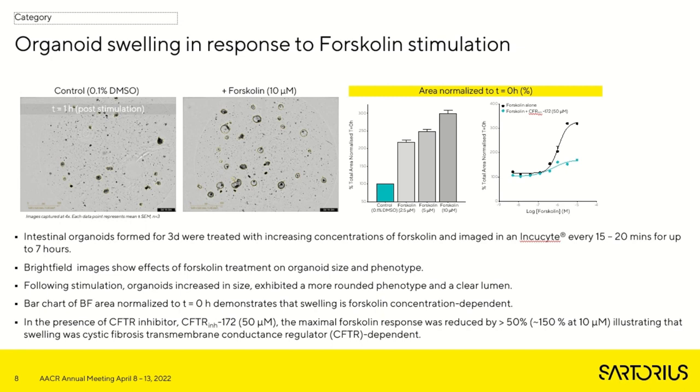The bar chart shows exposing organoids to forskolin caused a concentration-dependent increase in their size, with 10 micromolar inducing a 3-fold increase after 7-hour treatment. To demonstrate that forskolin-induced swelling is CFTR dependent and thereby simulating the CF disease state, intestinal organoids were pre-incubated with the CFTR inhibitor 172 for 2 hours. Concentration response curves showed 10 micromolar forskolin induced increases in organoid size were inhibited by approximately 60% with the inhibitor.